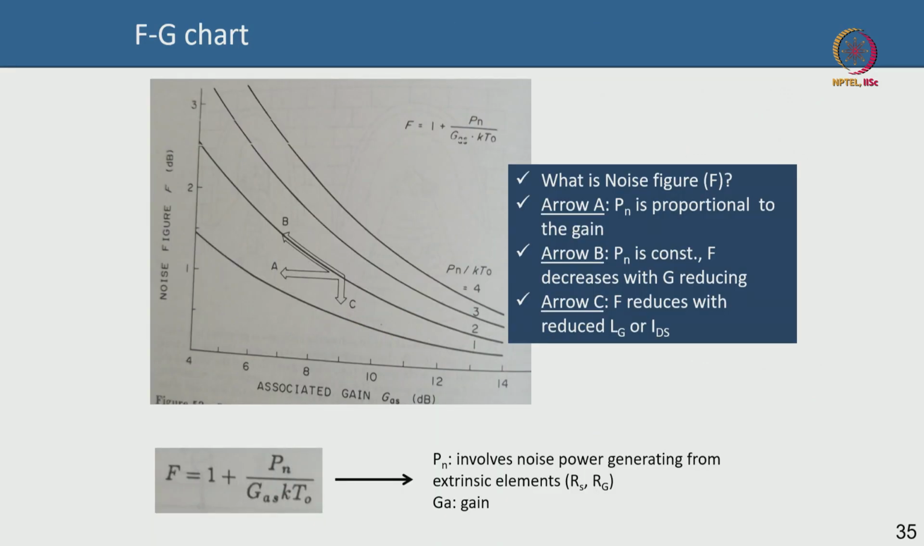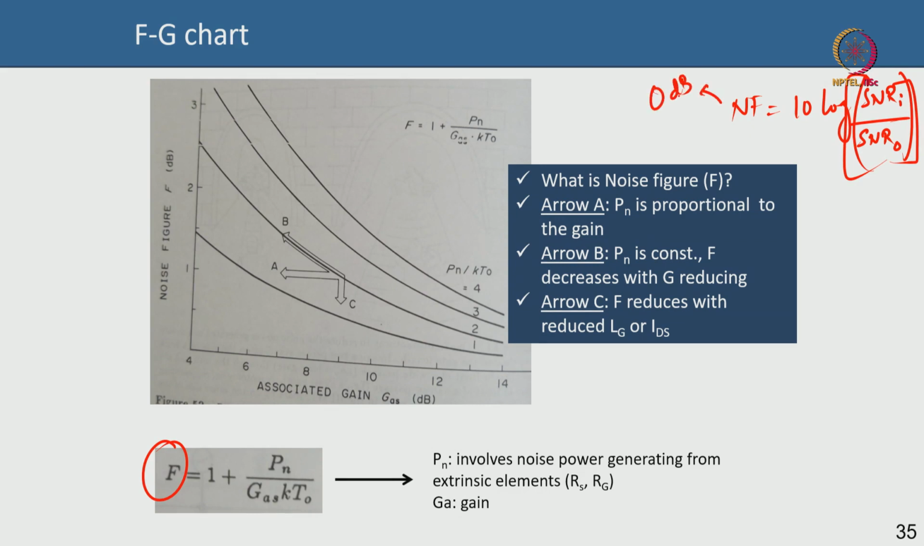So, what I am showing you here is now an FG chart. F stands for noise figure that we already talked about. Noise figure or NF is basically 10 log of the signal to noise ratio at the input divided by the signal to noise ratio at the output. The signal to noise ratio at the output always degrades compared to the input, because not only are the gain and signal both getting amplified, but the device itself is also adding its own noise. So, this ratio is always more than 1. The best case would be 1, in which case the noise figure will be 0 dB, which is the ideal, but you want to bring it as close as possible to 0 dB.